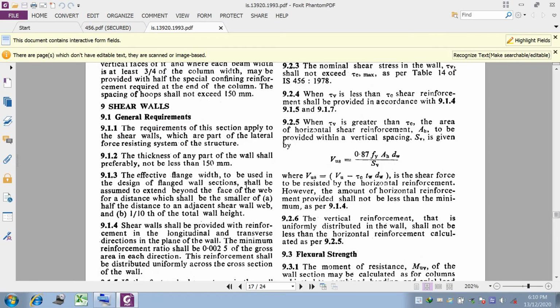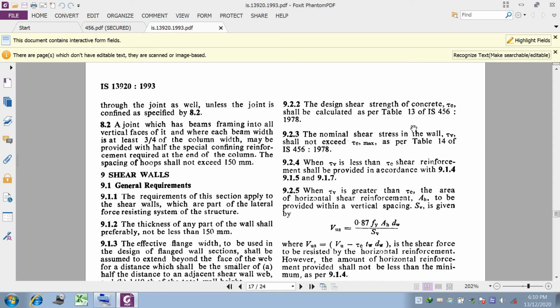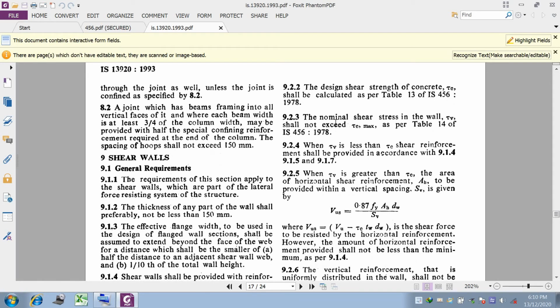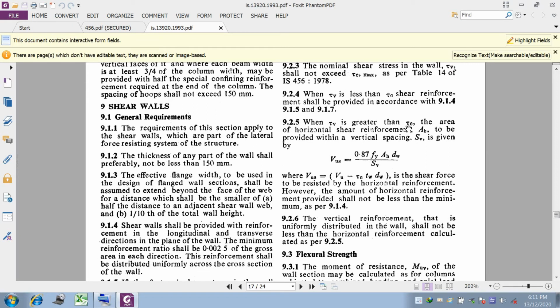Okay, then the design shear strength of the concrete, tau c, shall be calculated as per Table 13 of IS 456. So the similar procedure we have to adopt as per IS 456. Then the nominal shear stress in the wall, tau v, shall not exceed tau c max. Okay, then if tau v is not greater than tau c, the shear reinforcement shall be provided in accordance with 9.1.4 and 9.1.5. These are the clauses which are applicable.